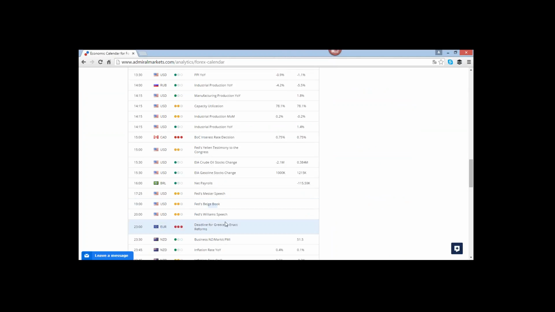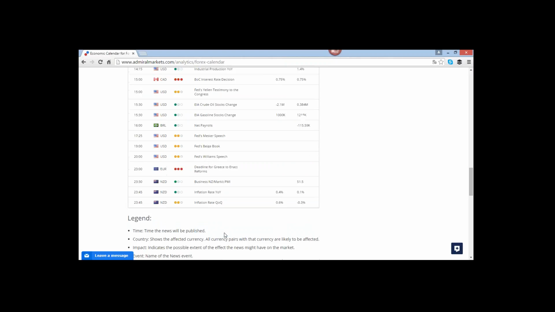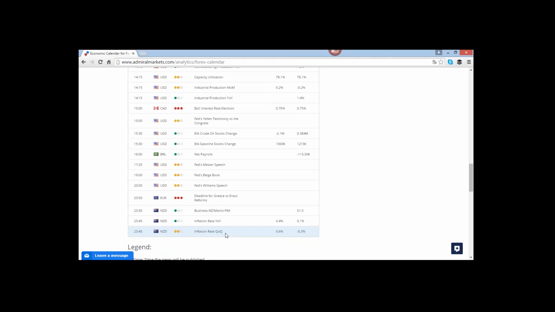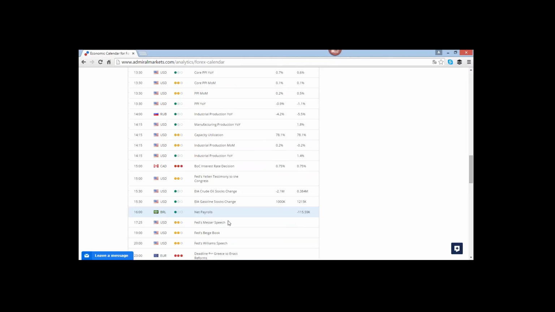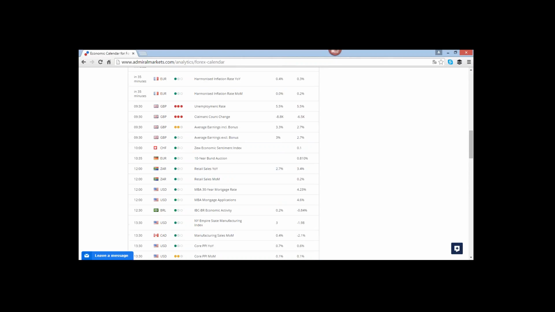Let's see, deadline for Greece to enact reforms. But as far as I've seen quickly on the news, there seems to be no issue for Greece to get the reforms passed through its parliament. But anyhow, you never know. So those are all things that are coming up.